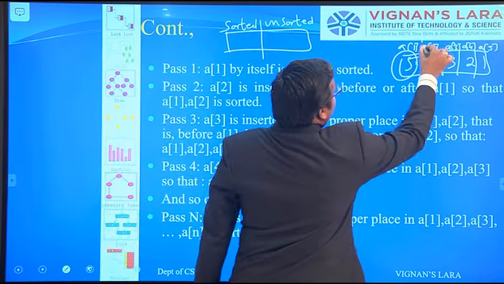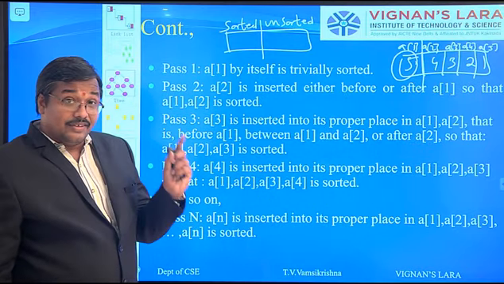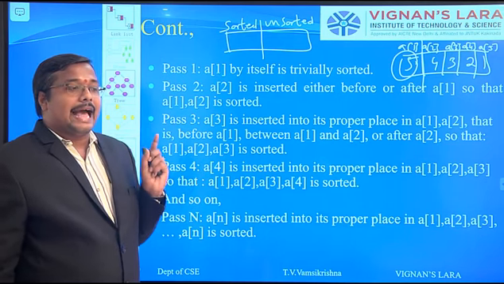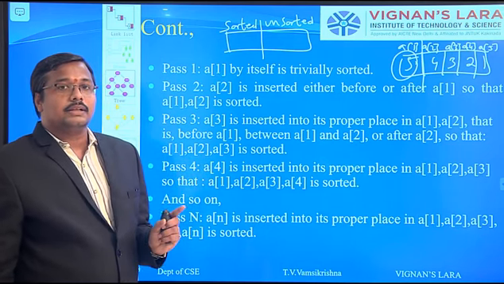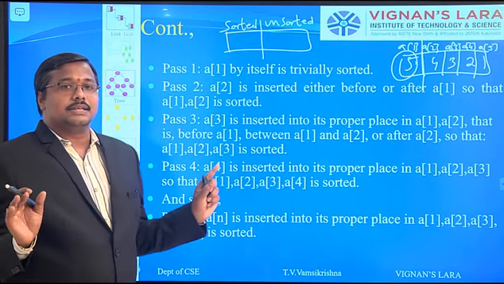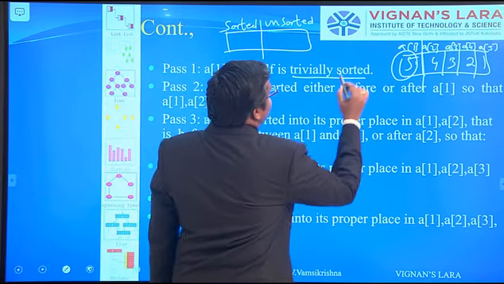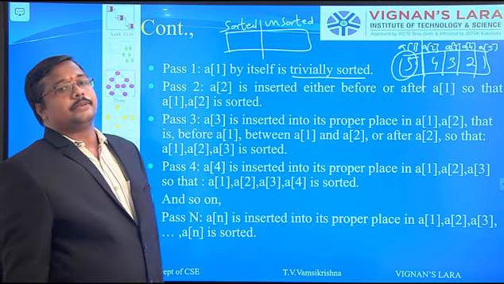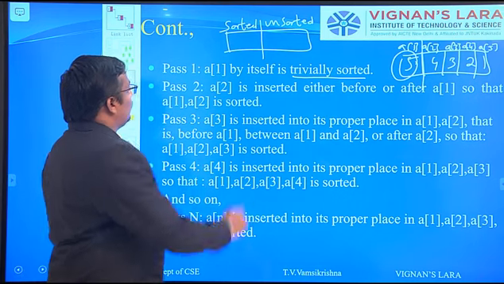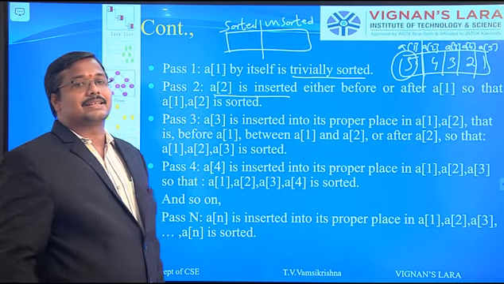Here, say in the first pass, 5 is the only element. That means we are assuming that an array consists of only one element. When the array consists of only one element, there is no comparison, it is itself sorted. That's why this is called trivially sorted. So one pass is completed.